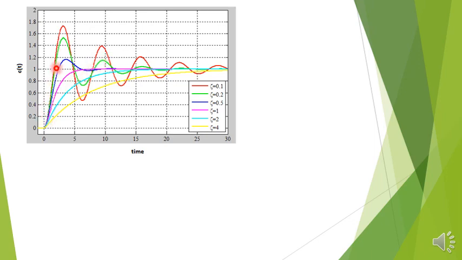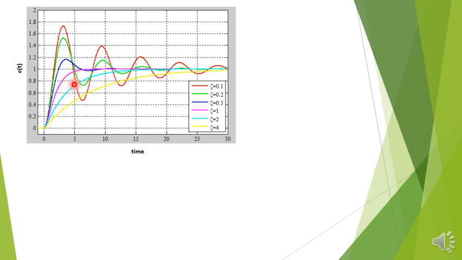Based on the zeta value, this oscillatory part vanishes. As zeta increases, the oscillatory part decreases, and as zeta increases further, there won't be any oscillatory part, there will be only the exponential part, and it reaches the steady state value 1. The steady state value is 1 because it is for a unit step input. So the output is 1 unit step.